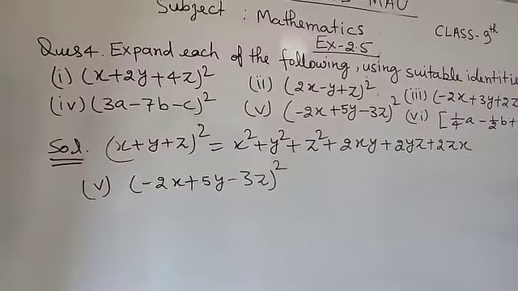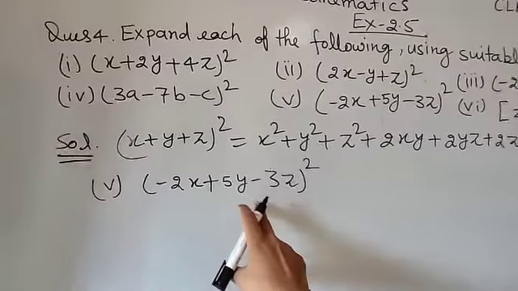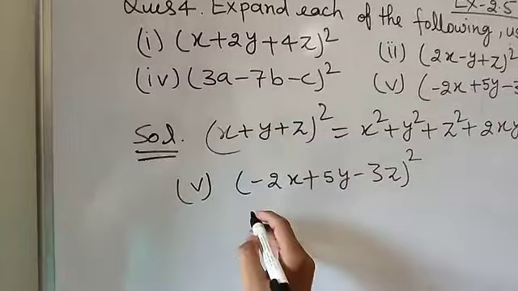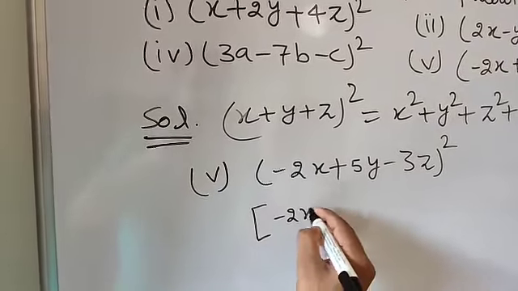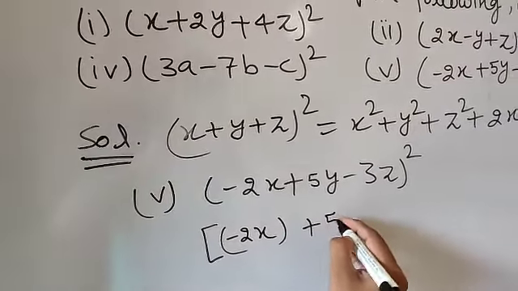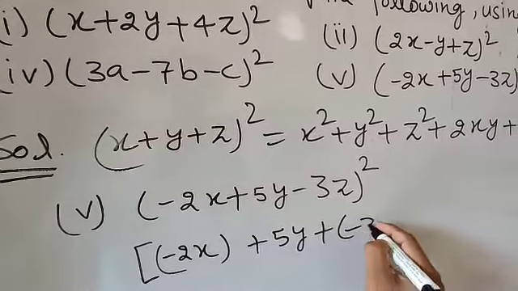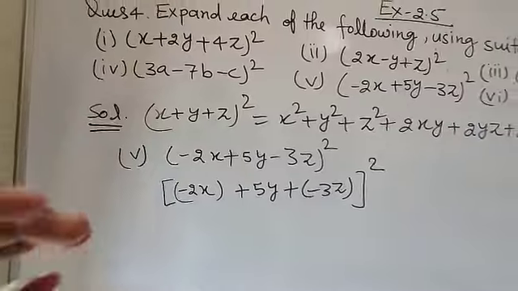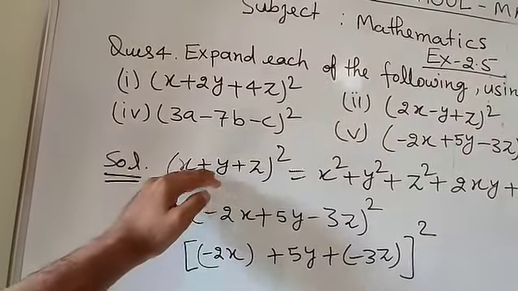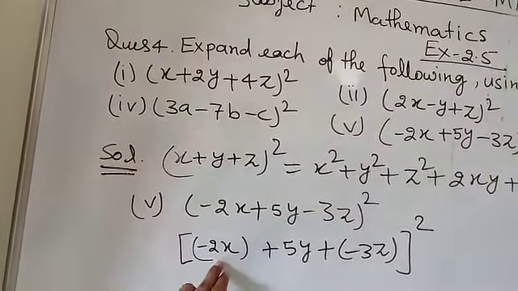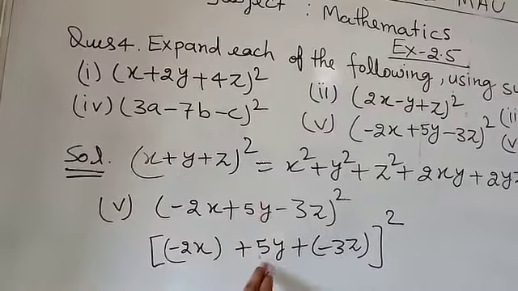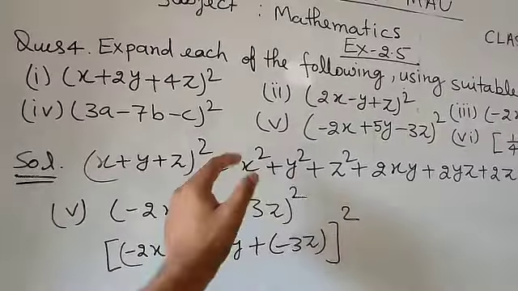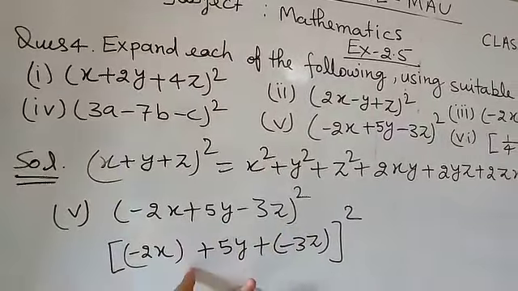Now students, here I have written the fifth part of the question, minus 2x plus 5y minus 3z whole square. You need to find this value. Here certain negative terms are there, so it can be written like this: minus 2x plus 5y plus minus 3z, and that will be whole square. Now compare with the identity which you are having: at the place of x, minus 2x; at the place of y, 5y; and at the place of z, minus 3z. And here it is square. So you will use this identity to find the square of this.